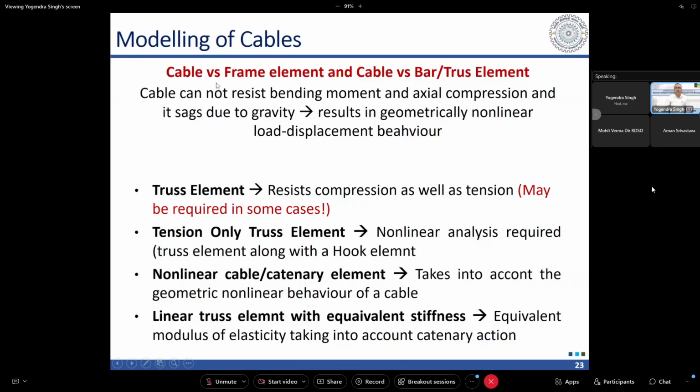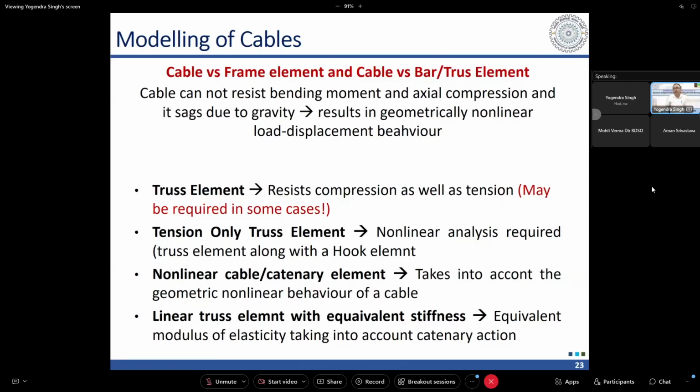But the cables have no resistance in bending. Those are flexible in bending. So these cannot provide any lateral resistance, and these cannot resist axial compression because these are flexible. So being flexible, these can resist only tension.